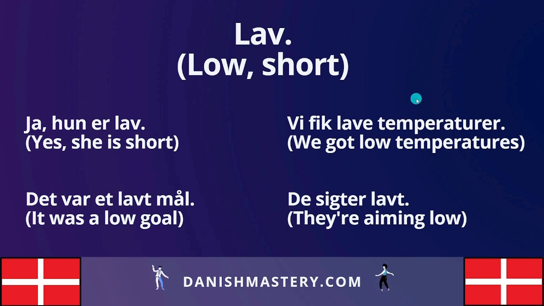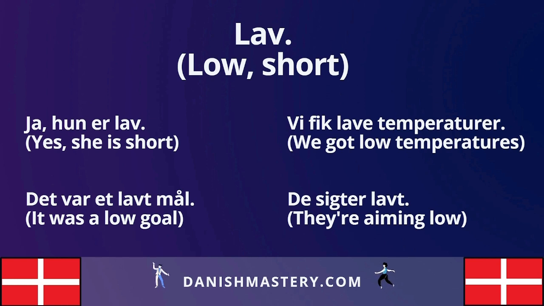And then vi fik lave temperaturer. We got low temperatures. We say that because, I mean, in Denmark the weather's kind of shitty most of the time. Like, so we always evaluate. And then you can say, vi fik gode temperaturer, eller høje temperaturer, eller lave temperaturer, something like that. Right? Like it's something we got. We say that a lot about the weather. Så vi fik lave temperaturer. Temperaturer, if I have to say it slowly.